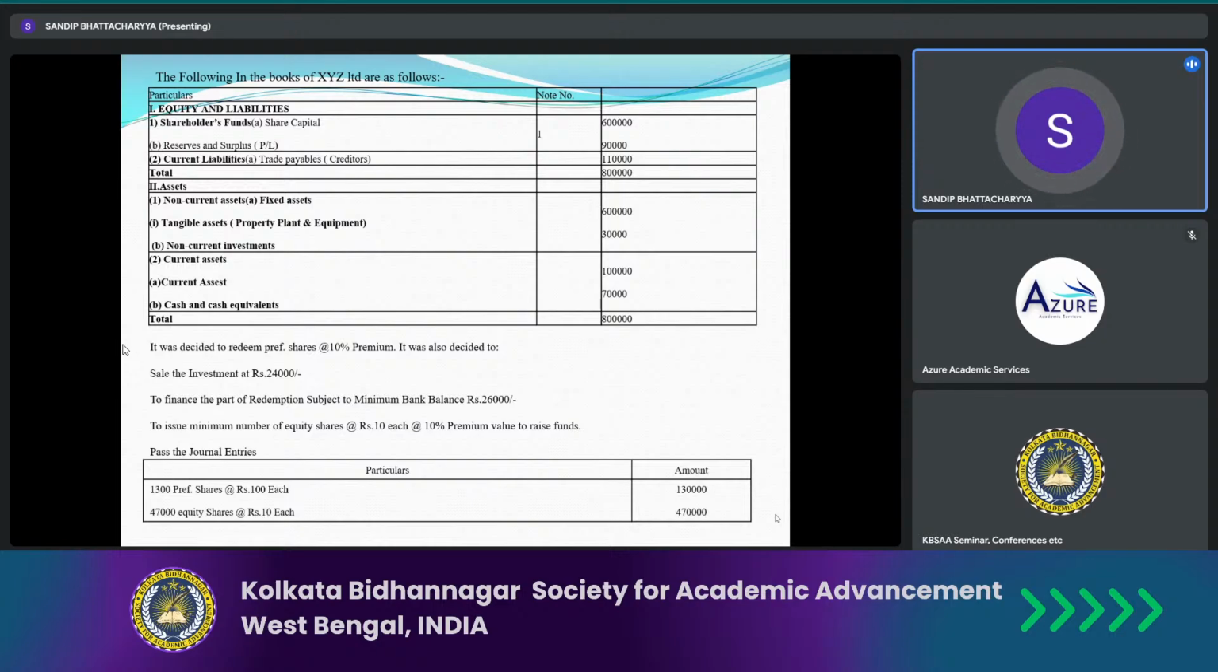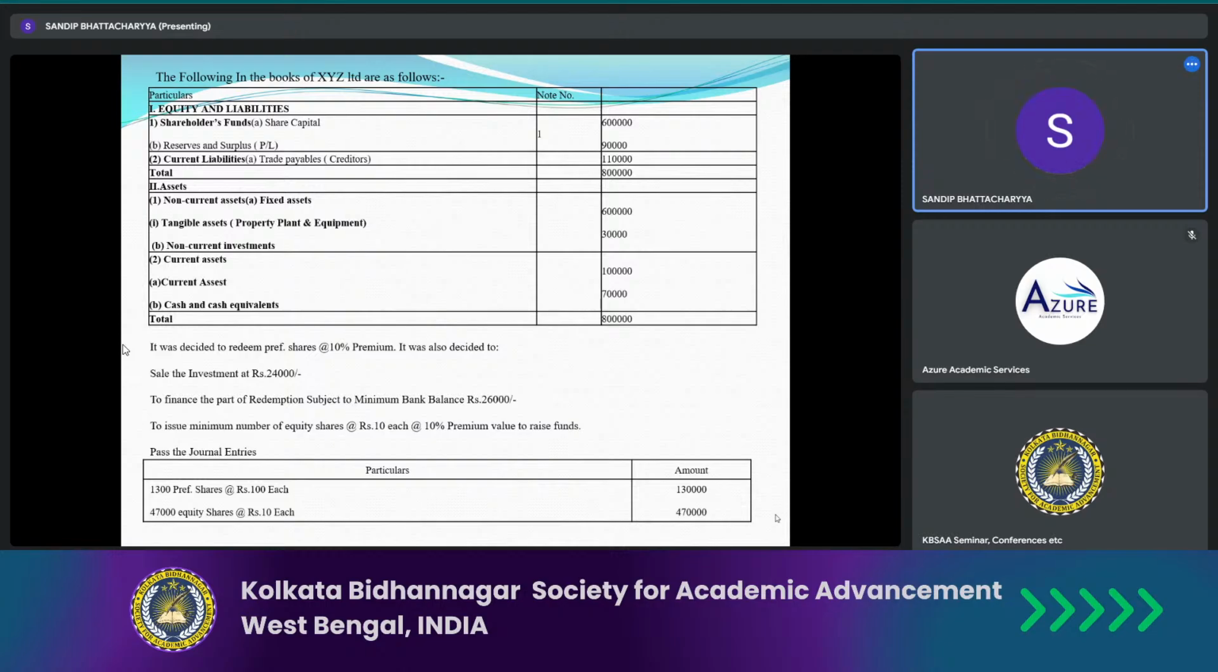Now there is some additional information. What is it? It was decided to redeem preference shares at the rate of 10% premium. So what is the total amount of preference share capital? That is 1,30,000. How is it 1,30,000? 1,300 preference shares of rupees 100 each. That means 1,300 into 100, that is 1,30,000, and these preference shares are redeemed at the rate of 10% premium.